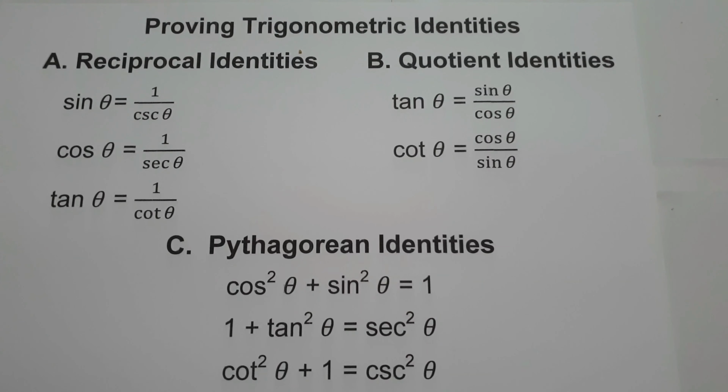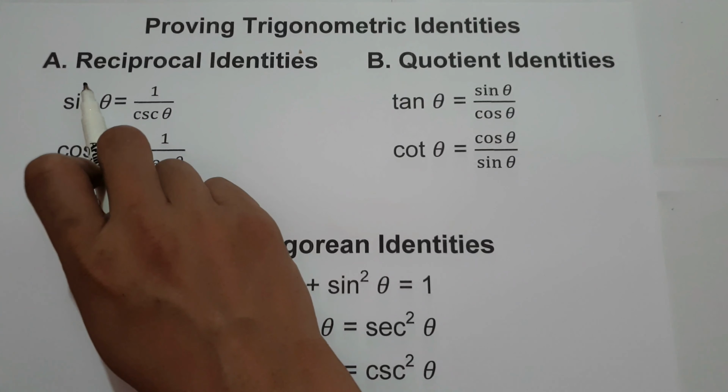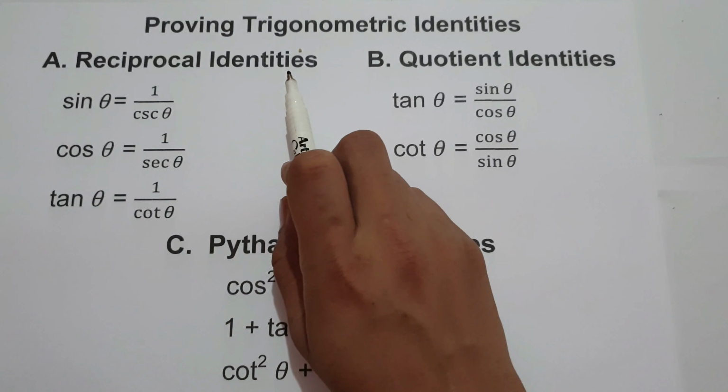Welcome to another video. In this video, we are going to explain in detail how to prove trigonometric identities. In proving trigonometric identities, these are the basic identities that we need to remember. The first one is the reciprocal identities.